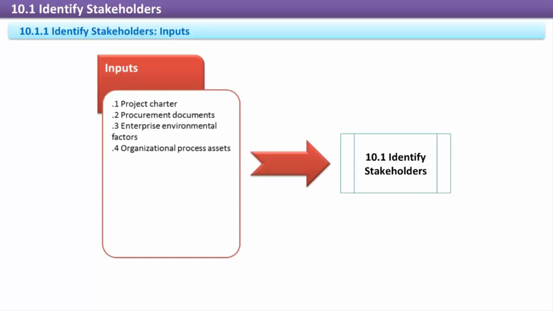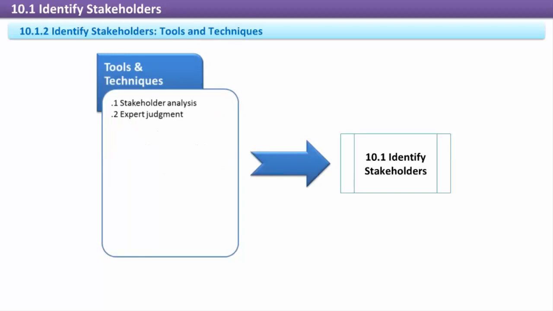Procurement documents. If the project is using outside resources or purchasing goods, material, or services, then the collection of procurement documents, like contracts, identify additional project stakeholders. Enterprise environmental factors. The organizational structure, hierarchy, formal and informal reporting relationships indicate project stakeholders. Organizational process assets. Project plans, stakeholder registers, and lessons learned from other projects can help identify stakeholders.